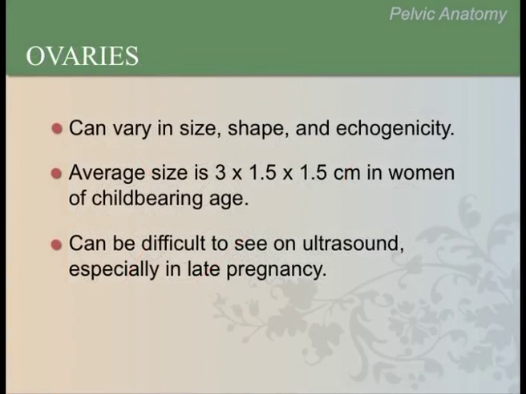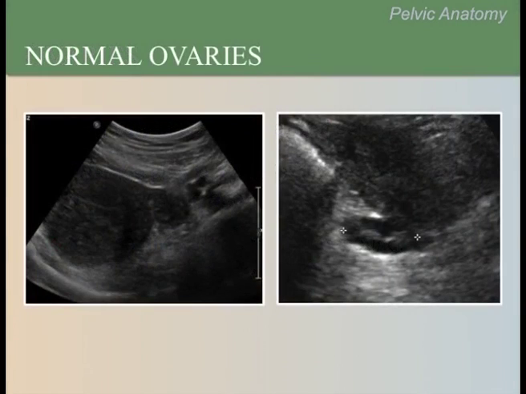The ovaries normally vary in size, shape, and echogenicity. The average size of an ovary is about 3 by 1.5 by 1.5 centimeters in women of childbearing age. Ovaries are especially difficult to see in later pregnancy because they are pushed to the side by the enlarged uterus. Here are two examples of normal ovaries.